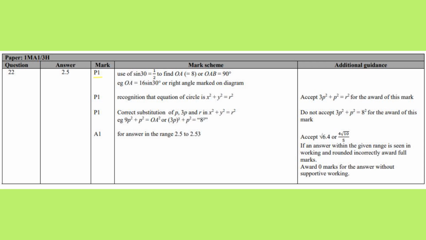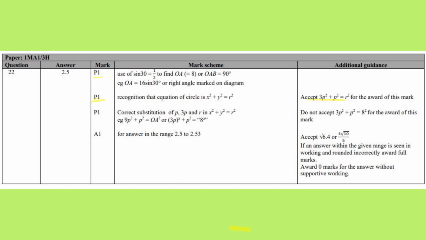The second mark is for linking that then to the equation of the circle. Now notice on this side here we've got 3p squared plus p squared equals r squared for this mark. So this is incorrect substitution because we know this should have ended up as 9p squared, not 3p squared. We've forgotten brackets here. So in that case, we would have got the second mark. However, reading down to the third mark, correct substitution, this is where it would have mattered. So it needed to say 9p squared or 3p squared in brackets. We can no longer accept that for the correct mark here.